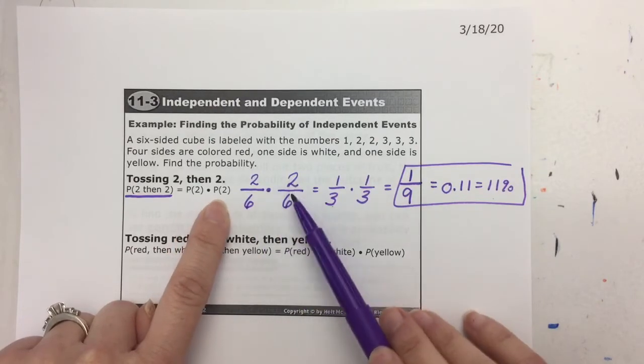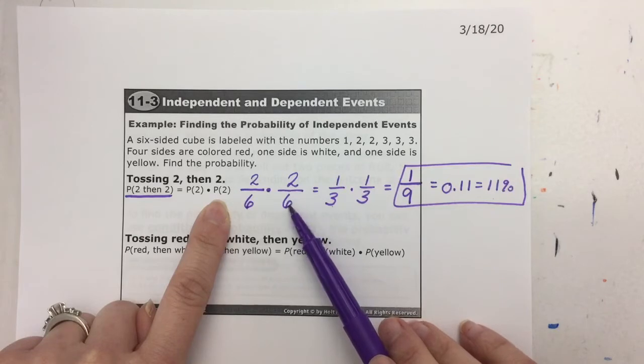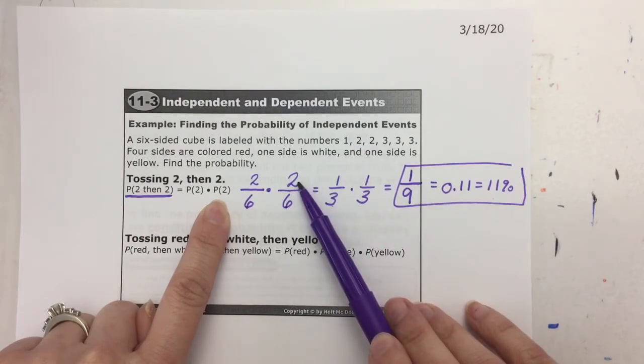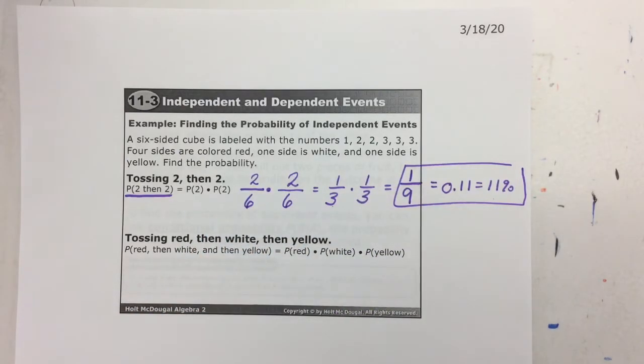Then you pick it up. You want to roll a 2 again. There are 6 sides on the number cube. Of those 6 numbers, 2 of them are 2s. I can reduce both fractions. 2 out of 6 can be reduced down to 1/3.